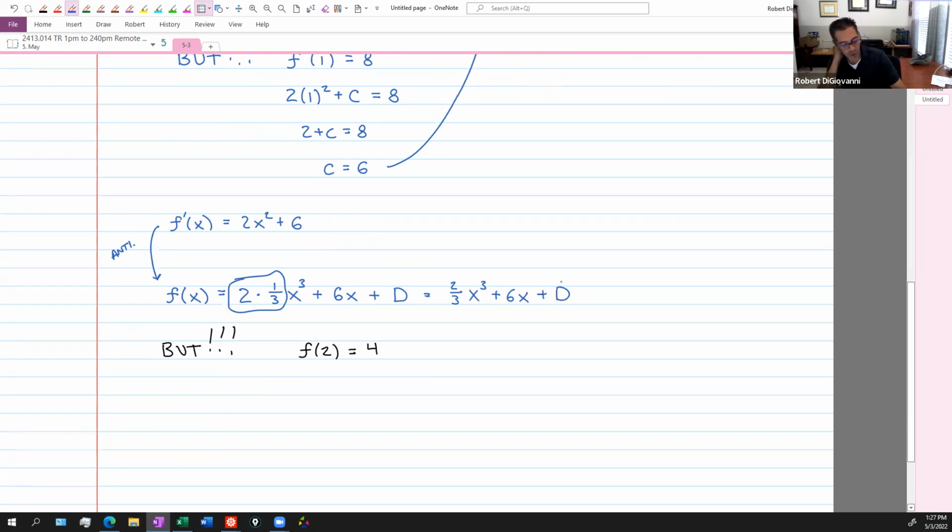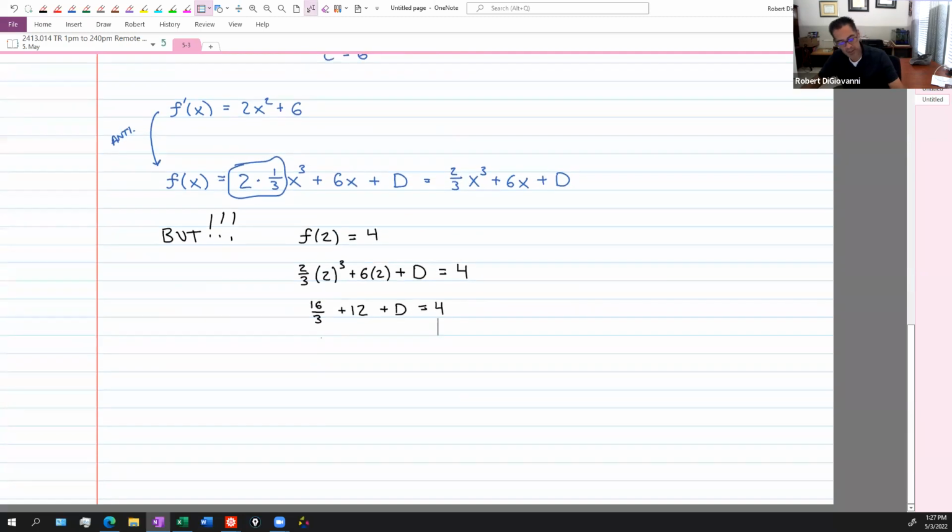When I plug 2 into that, it's going to get ugly. 2/3 times 2 cubed plus 6 times 2 plus D should give 4. 2 cubed is 8, 8 times 2 is 16, so I have 16/3, plus 12, plus D must be 4. We're going to get a fraction, unfortunately. Let's move everything to the other side except D: D is 4, take away 12, take away 16/3.